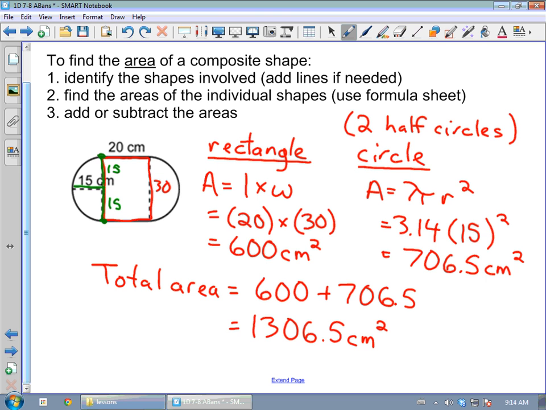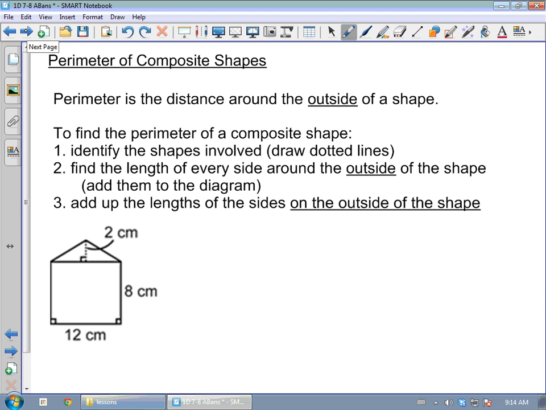Okay, let's try an example here involving finding the perimeter of a composite shape. Remember, perimeter is the distance around the outside of a shape. So when we're doing perimeter, all we care about is what's on the outside of the shape that we have.